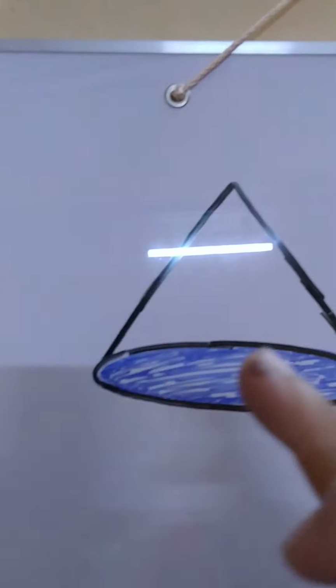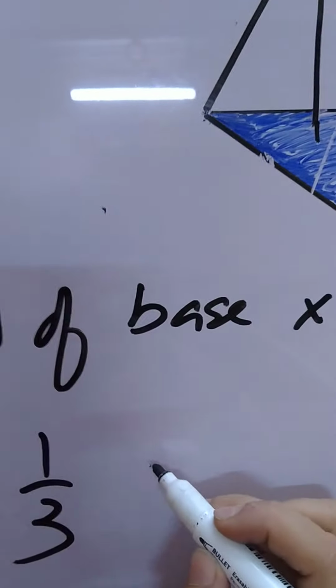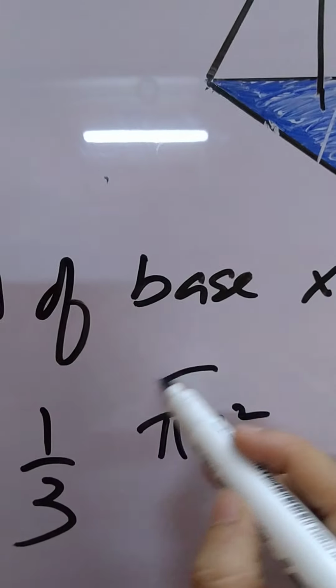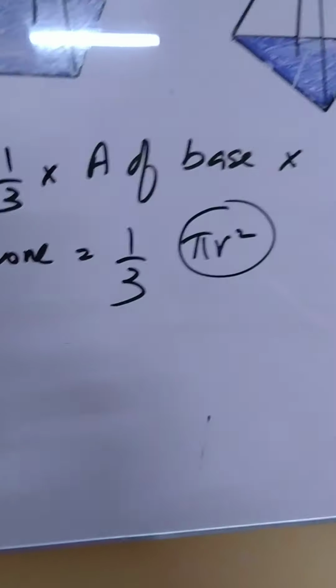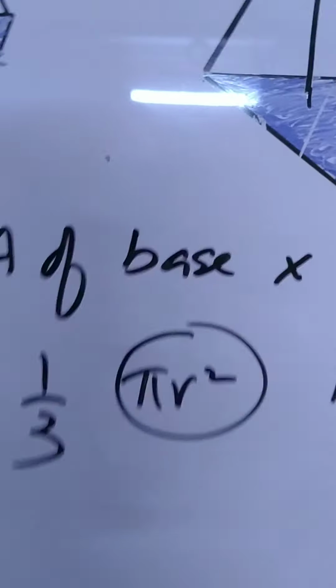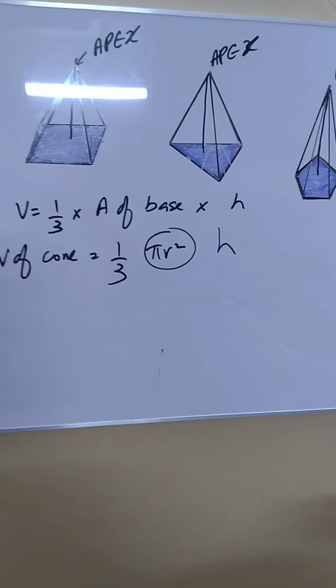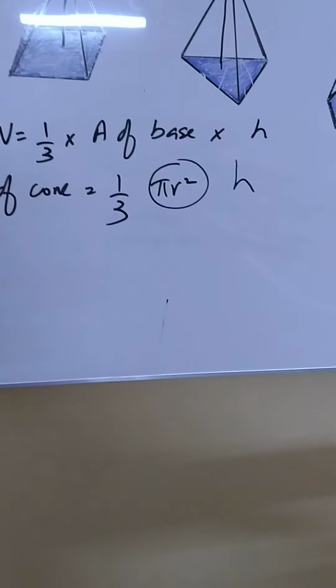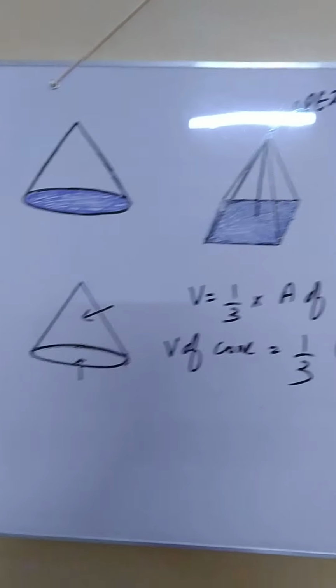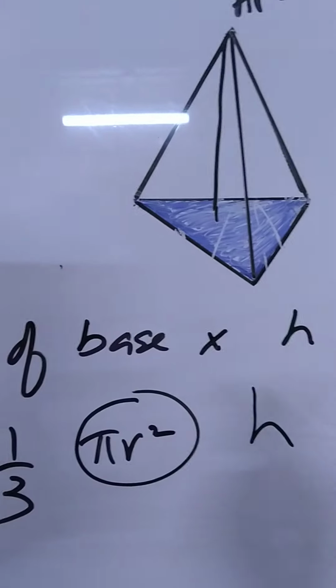Now in this case the base is circular, so in a cone we will write 1/3 multiplied by pi r square, because the area of a circle is pi r square. To calculate the area of the circle we always use pi r square, into height. So this is the formula, guys, to calculate the volume of a cone. It is the same as the volume of a pyramid. The only difference is that pyramids have a square base, triangle base, hexagonal base, but in a cone we always have a circular base. So 1/3 pi r square h.